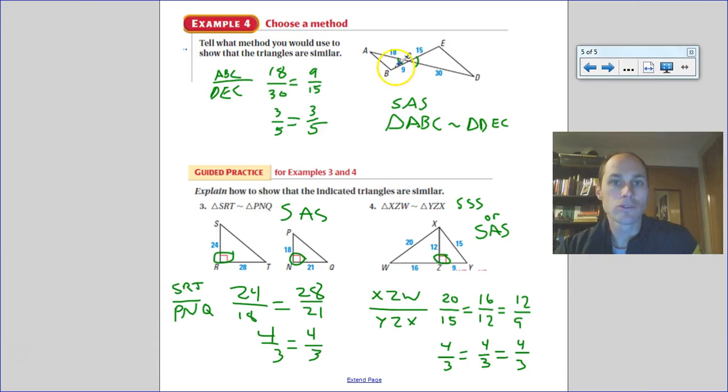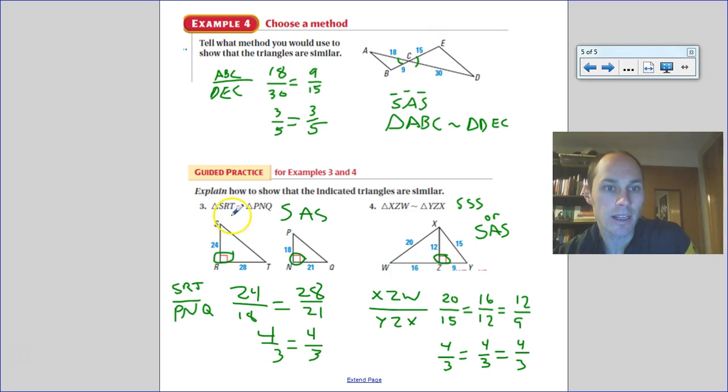Okay, so I can prove triangle ABC is similar to triangle DEC. I can match up corresponding sides. So AC is proportional to DC, 18 to 30, which simplifies as 3/5. And BC is proportional to EC, 9 to 15, which also simplifies as 3/5. So I have two sides proportional, and the included angle is congruent by vertical angles are congruent. So triangle ABC would be similar to triangle DEC.